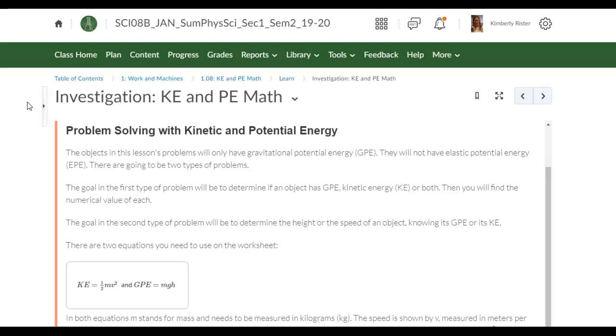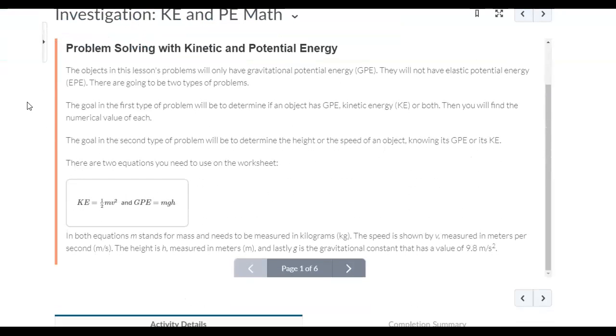You'll also see problems like this again on quizzes and tests, so you definitely need to have this information in your notes. So the object in this lesson's problems are going to have either gravitational potential energy, GPE. They will not have elastic potential energy, EPE, and that's a different formula. So the goal in the first type of problem is going to be to determine if an object has GPE, kinetic energy, or both. So GPE, if you remember, is gravitational potential energy.